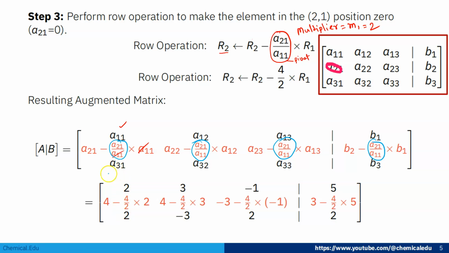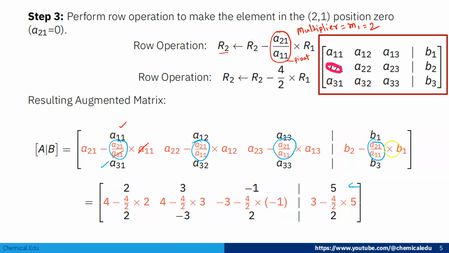The third row will be as it is. So 2, 3, minus 1, 5 is the first row. Then 4 minus 4 by 2 into 2, 4 minus 4 by 2 into 3, minus 3 minus 4 by 2 into minus 1, 3 minus 4 by 2 into 5. And the third row, 2, minus 3, 2 and 2, will be as it is.